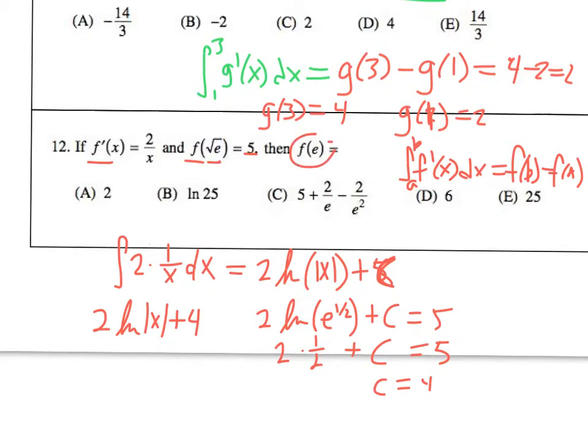So if we're trying to find f of e, this is f of x. When I plug e in, we get 2 times the natural log of e plus 4. Natural log of e is 1. 2 plus 4 is 6.